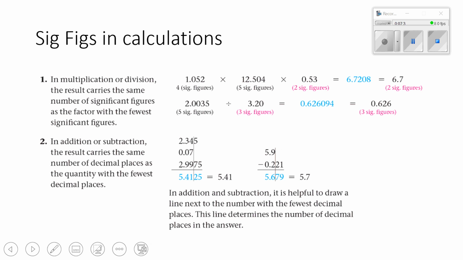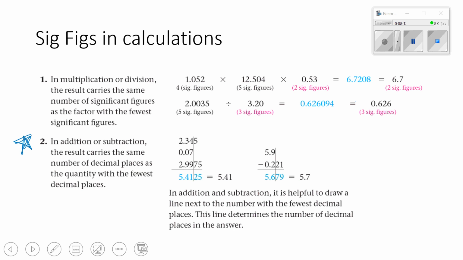So now let's look at sig figs and calculations. There are 2 main sets of rules: rules for multiplying or dividing, and rules for adding or subtracting. In general, people tend to make more mistakes with adding and subtracting, so this is the one you want to be more careful with. When you're multiplying or dividing, you just look at the number of sig figs in all of your values, and the sig figs in your answer should match the value with the fewest sig figs. So in this example, we've got 4 sig figs, 5 sig figs, 2 sig figs, so my answer should be rounded to 2 sig figs. In the second one, I've got 5 sig figs divided by 3 sig figs, so my answer is going to round to 3 sig figs.